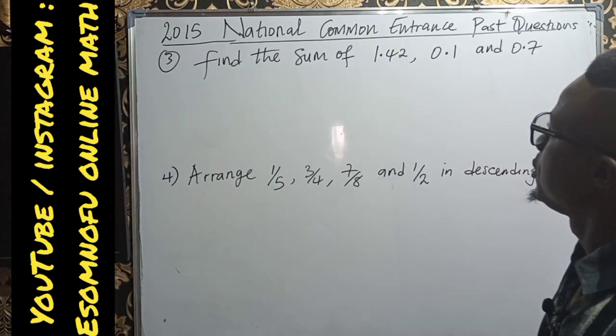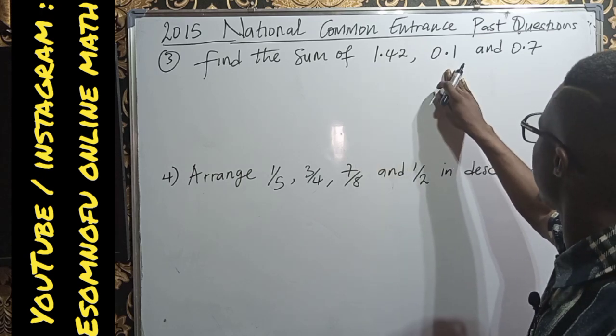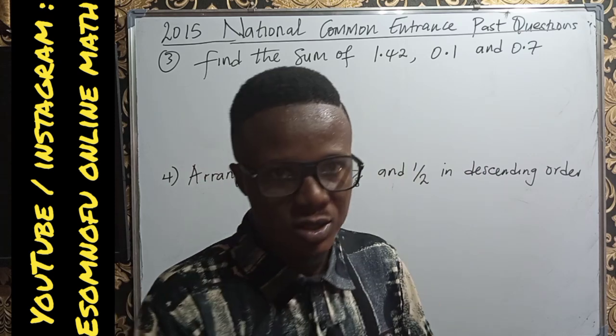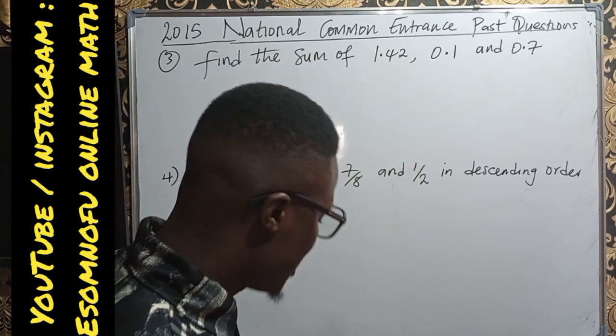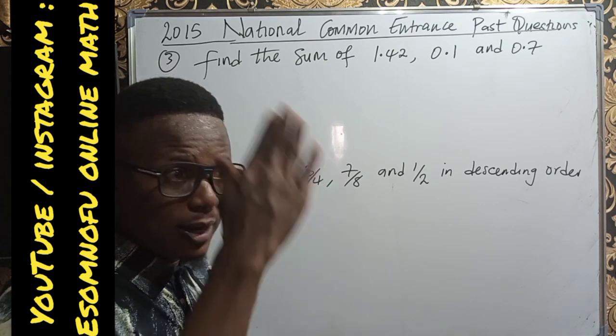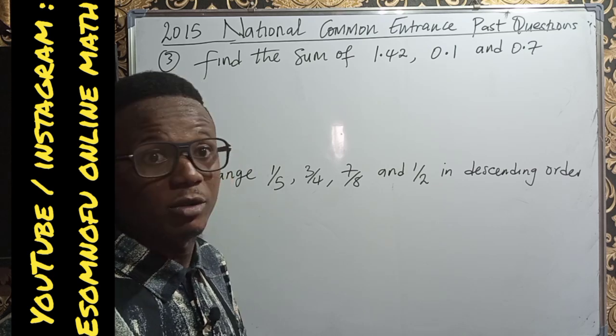Okay, in the third question, we are asked to find the sum of 1.42, 0.1, and 0.7. This is simply the addition of decimals. And the rule in adding decimals is that you must ensure that the decimal points are placed on the same straight line. Failure to do that will make you get a wrong result.